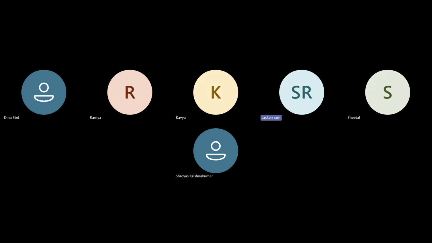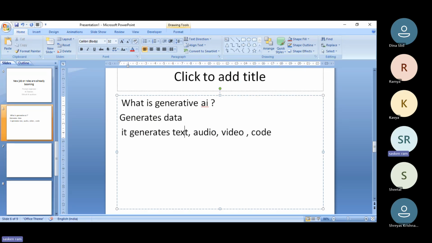It generates audio, video, you name it, anything it generates, correct? And why do we need generative AI? Very simple, the answer. Yes, you are correct. It is fast and very creative, and you can do automation.